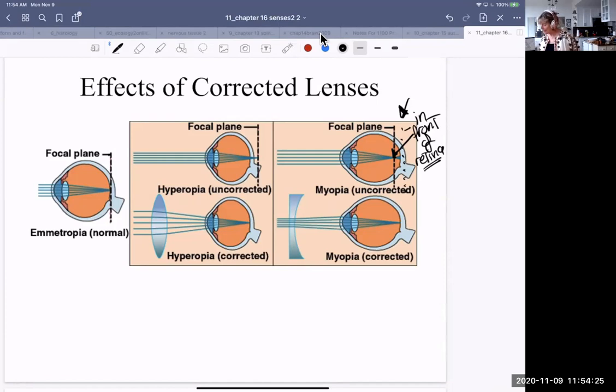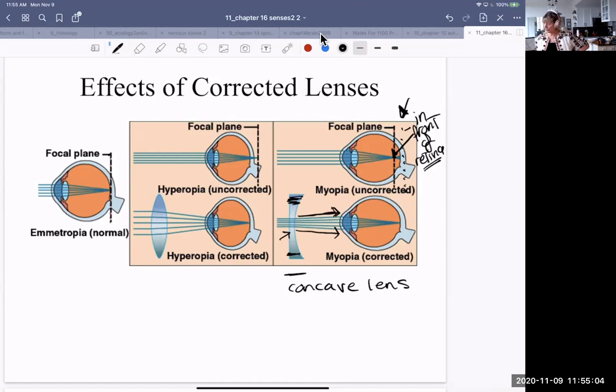So the type of lens that you have to have is a concave lens, your corrective lens. That's thicker on the outside and thinner on the inside. And that causes light to bend a little bit more so that it will focus directly on the retina, the concave lens. It causes the light to bend outward.